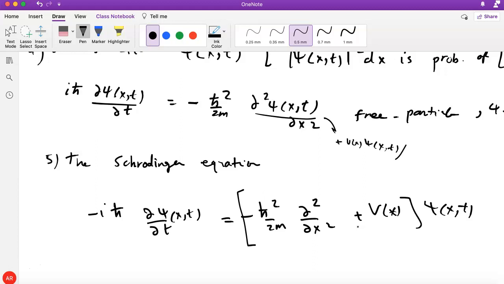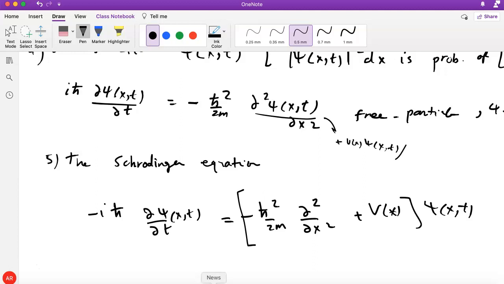This is really the analog of, let's say, Newton's second law, F equals ma, right? The forces are kind of encoded in this potential, mass is there, and now it tells you something about how this wave function changes. And in terms of the interpretation, we know that the wave function squared tells you about the probability of finding the particle somewhere.